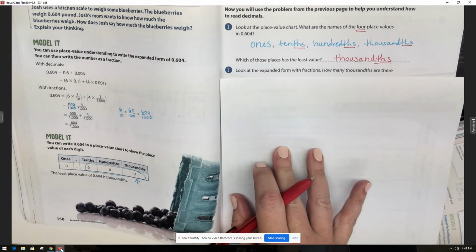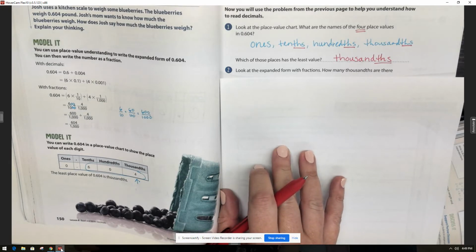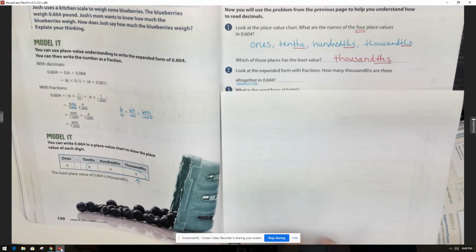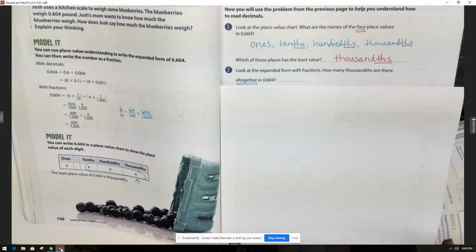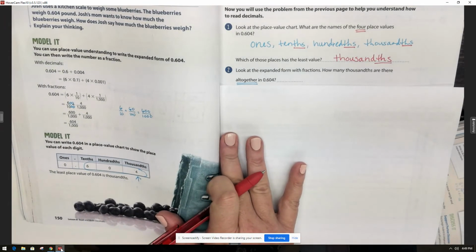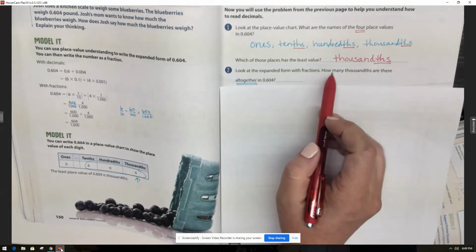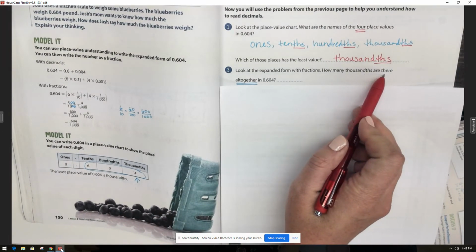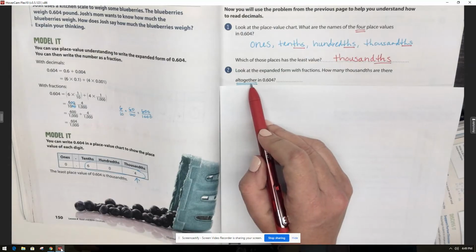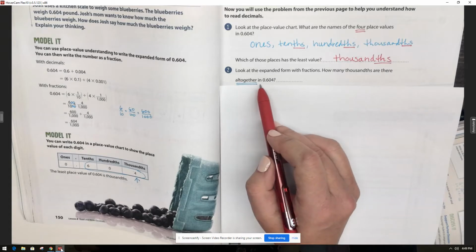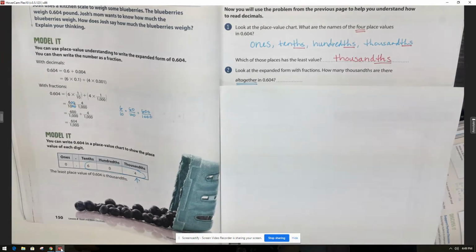Now we're going to look at the expanded form with fractions. So how many, and this is kind of a trick question, so I want you to really think about it. How many thousandths are there all together? That's the giant word there in 604 thousandths. How many are there all together? I want you to write it down right now.